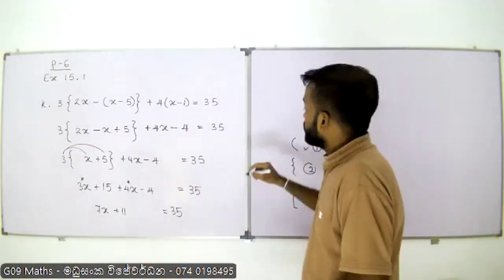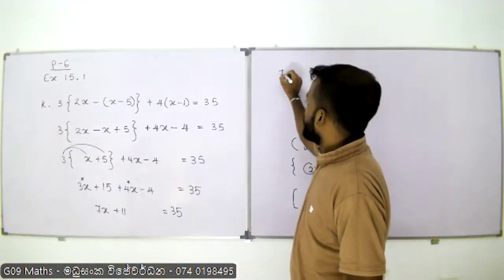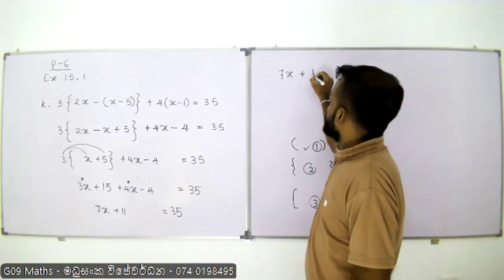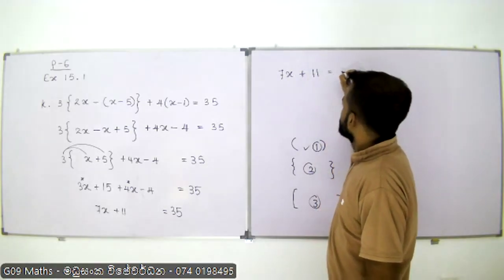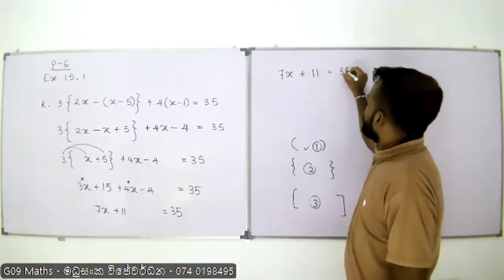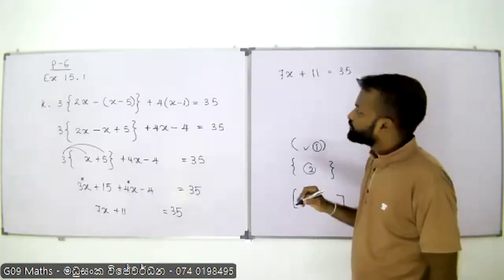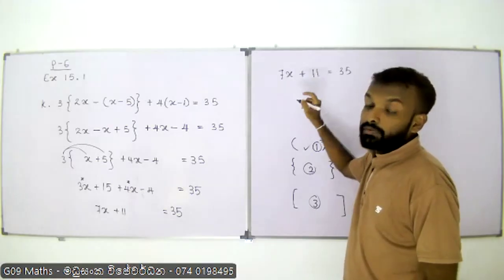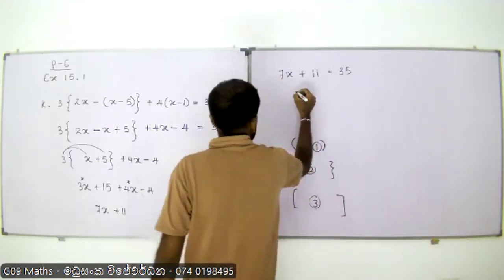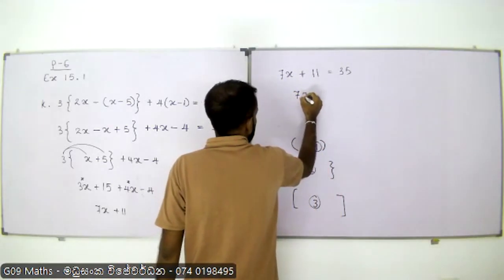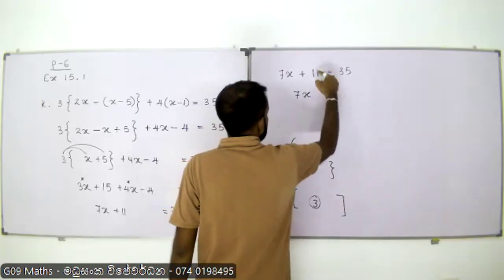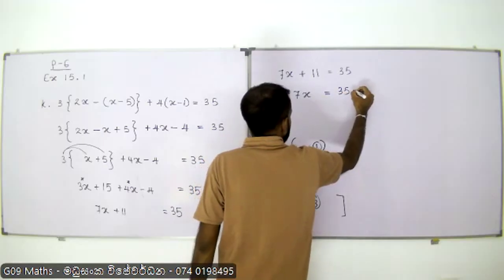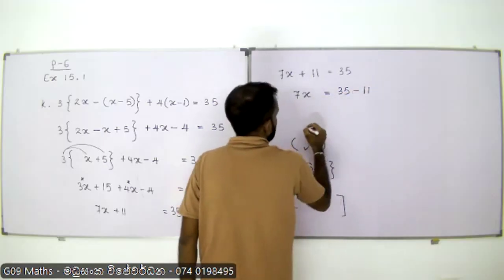7x plus 11 equals 35. So I will rewrite it here so that you can see: 7x plus 11 equals 35. What is positive 11? Take it to the other side. That means you are going to subtract 11 from both sides. Do the opposite thing. So at once I will do that. 7x, right? This goes to this side. Is 35 minus 11.